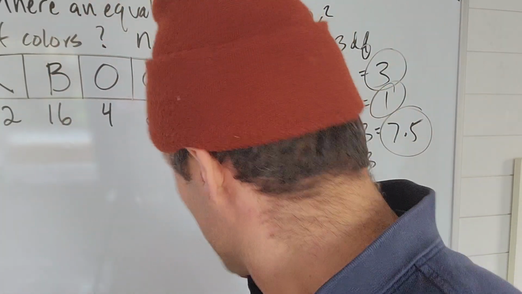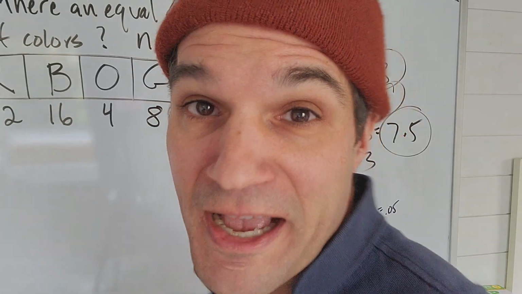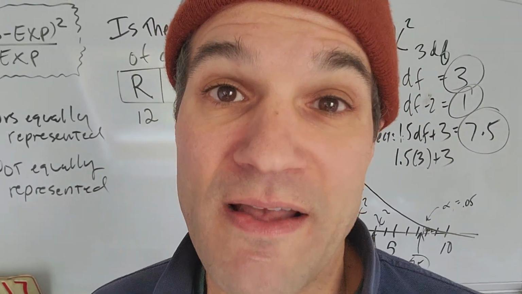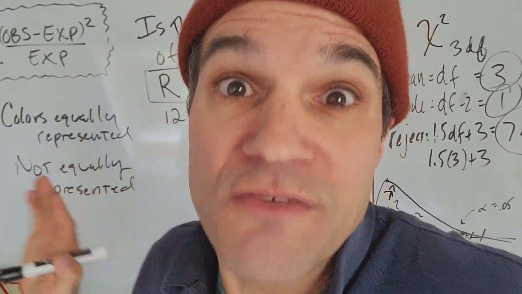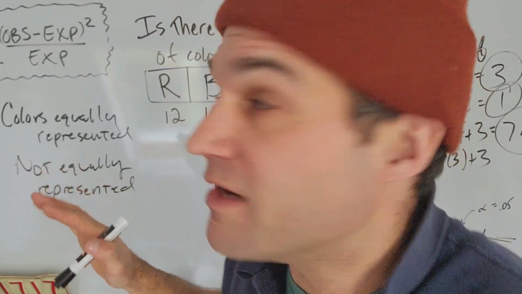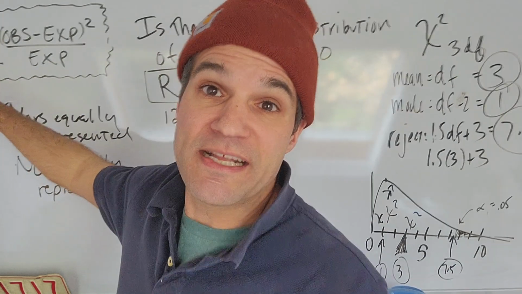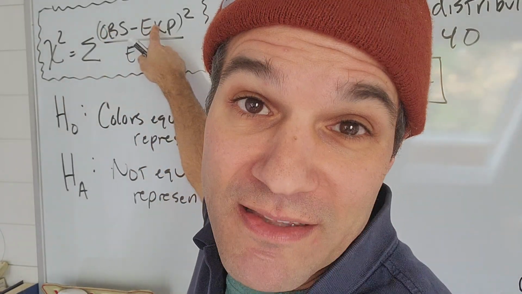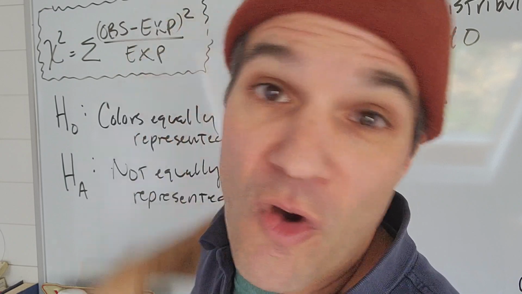Okay. Now, what you're wondering is, how the heck do you get the chi-squared? Well, the chi-squared is always found the same way. You follow this formula. It looks fancy and weird, but it's basically the sum of your observed value minus your expected value, squared, over what you're expecting.